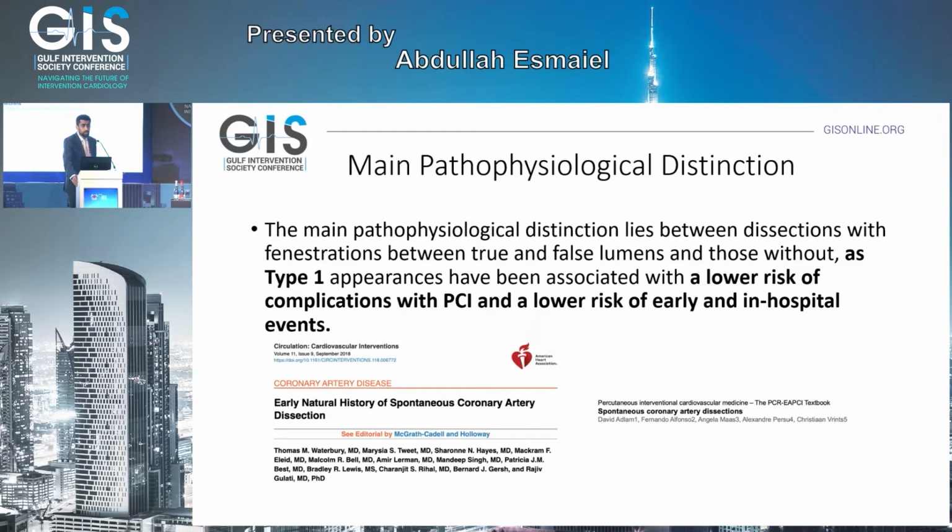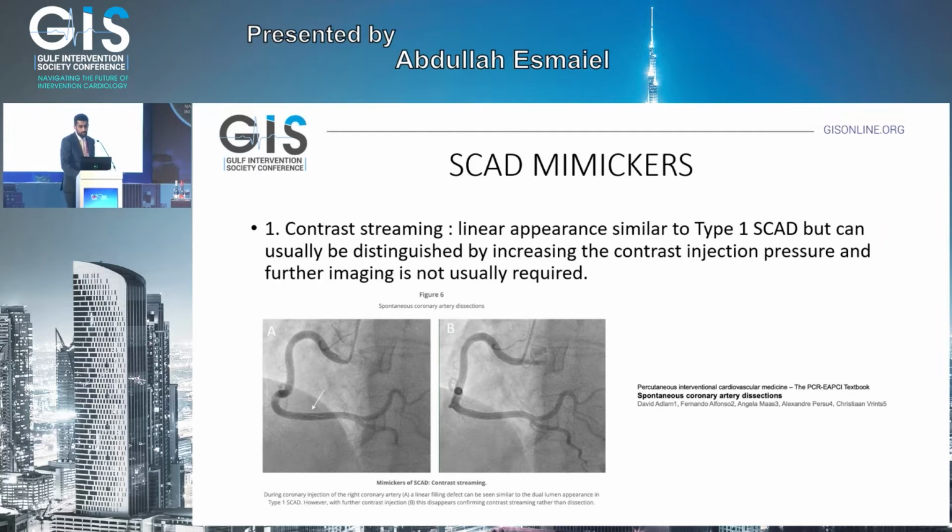The main pathophysiological distinction between the different types of SCAD is whether or not you have fenestration between the false and the true lumen, and that has an implication on the treatment strategies. So type 1 SCAD has a fenestration and has the best prognosis in terms of complication with PCI and lower risk of early and in-hospital events.